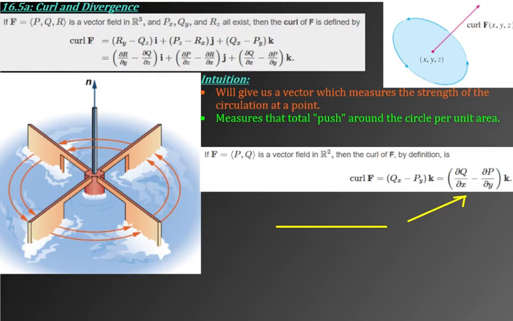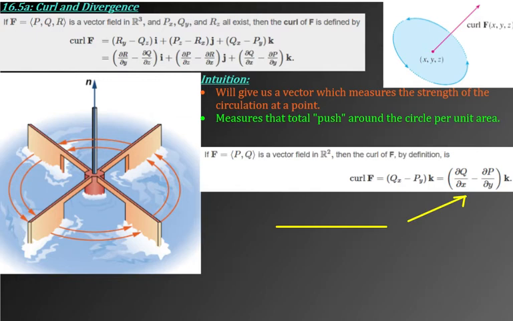Curl is typically done in 3 dimensions, and it's a vector. At a point, you're going to get the curl of the field at that point. Intuitively, it gives you a vector which measures the strength of the circulation at a point. So it sort of measures the total push around the circle per unit area. You can think of it in terms of whirlpools: if there's not much current, the curl won't be much. If there's a lot of current, that vector will be longer or have a higher magnitude. That's how you think of it.